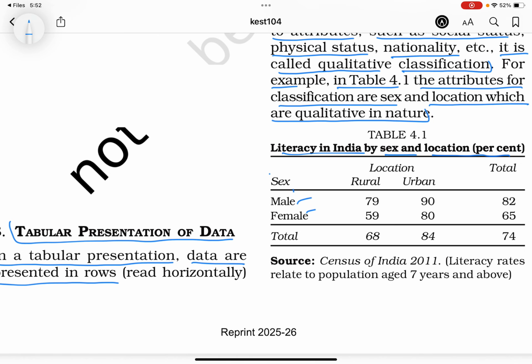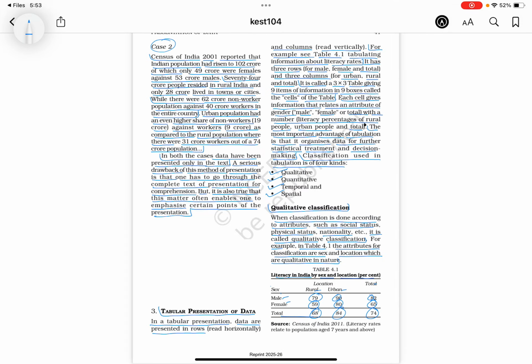Sex: male, female, rural, urban, total 79, 90, 82, 59, 80, 65, total 68, urban में 84 और total 74.